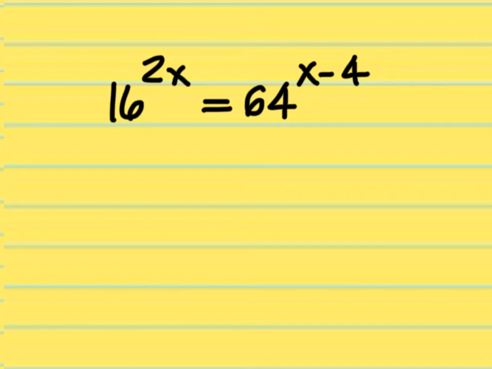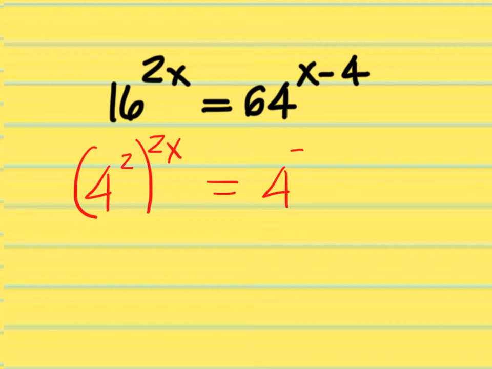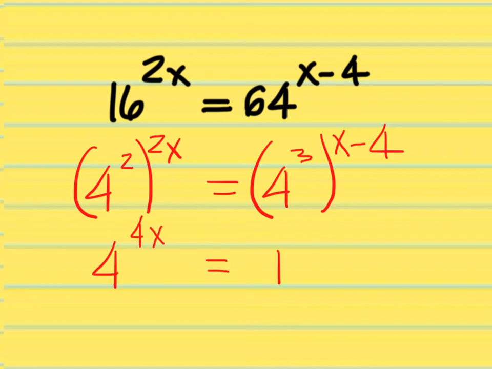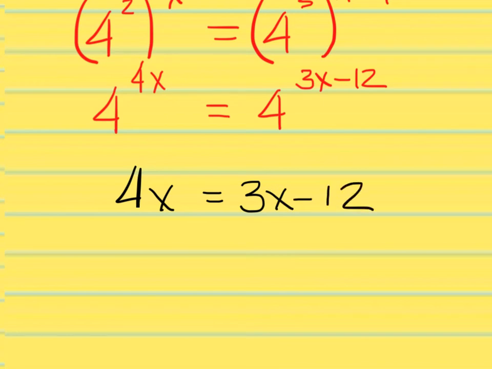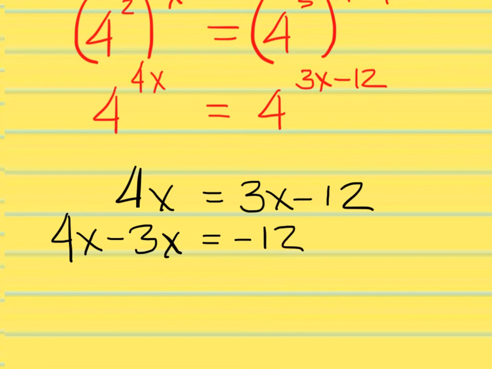We can change the 16 and 64 to a 4 and come up with 4 squared to the 2x power equals 4 to the third power to the x minus 4 power. So that's 4 to the 4x power equals 4 to the 3x minus 12 power. Therefore, we can do 4x equals 3x minus 12. That gives us 4x minus 3x equals negative 12. x equals negative 12.